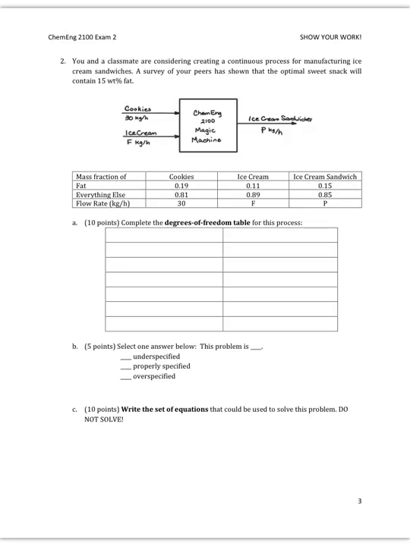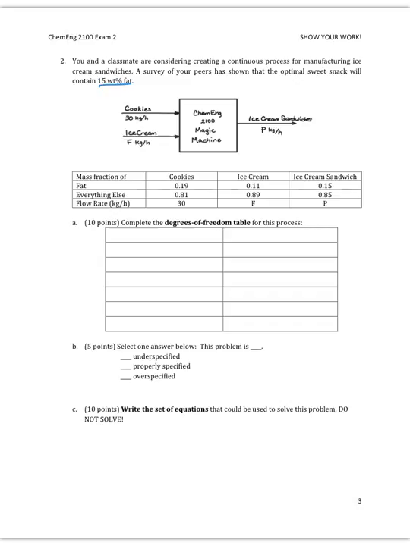It's 11% fat and 89% whatever else. And our goal is to make an ice cream sandwich that is 15 weight percent fat. Okay? And so that amount will be P in kilograms per hour. What I asked you to do in this one is to figure out the degrees of freedom table.